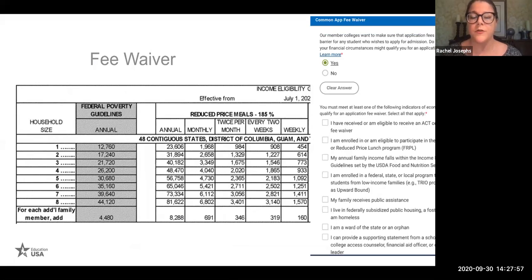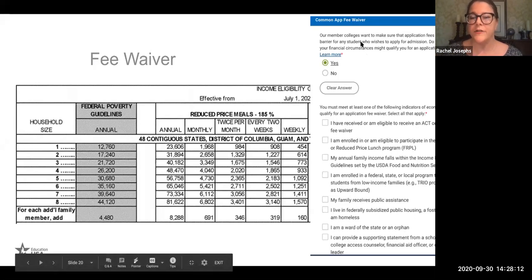And so for those students who really are top students, and I feel that they have a good shot at universities that do offer need-based aid, I do tell them about this fee waiver. This is an option. So the Common Application will ask, do you qualify for a fee waiver? And you can see here, these are the questions that it asks. There are all different ways in which a student could be eligible for that fee waiver.